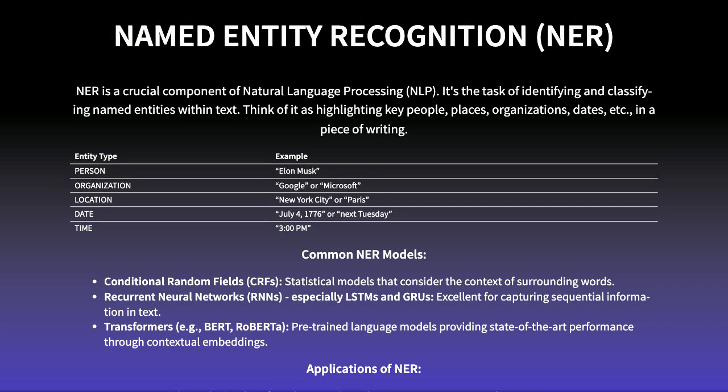It's a really important part of NLP. It's basically like highlighting the key players in a piece of text. We're talking about identifying things like people, organizations, locations, dates, and times. I've included a simple table to show you some common entity types and examples.